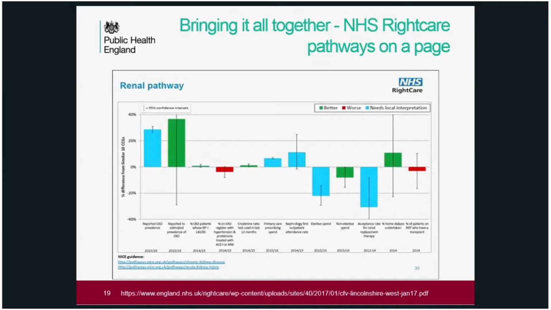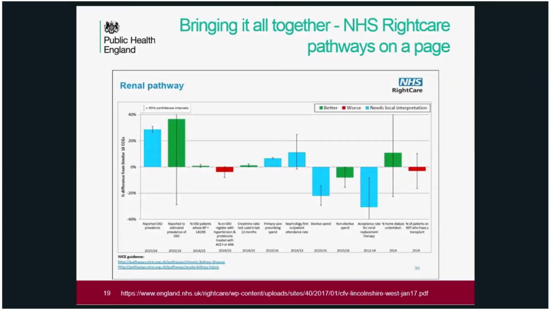If you look at the left-hand side of the slide, it shows some indicators from primary care, and on the right-hand side, it shows indicators from more advanced disease in secondary care. So again, they follow the pathway of care from left to right. And you can see where your CCG is an outlier compared to similar CCGs, depending on whether the bars are above or below the line, indicating better or worse, or higher or lower practice.